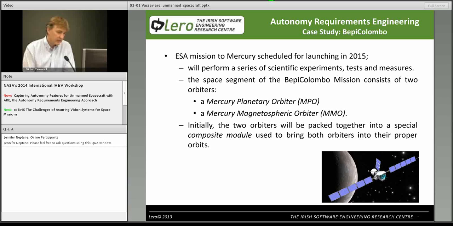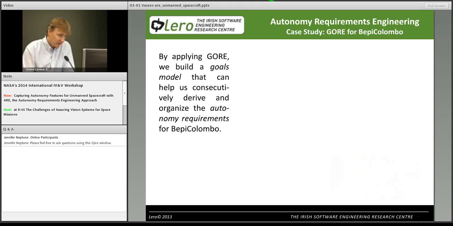Basically, it's composed of two orbiters, as you can see, the Mercury Planetary Orbiter and the Mercury Magnetospheric Orbiter. From Earth to Mercury, they travel together, and then they separate and are supposed to perform scientific experiments there. In our particular work, we applied the autonomy requirements engineering approach, and we derived the goals of the system.